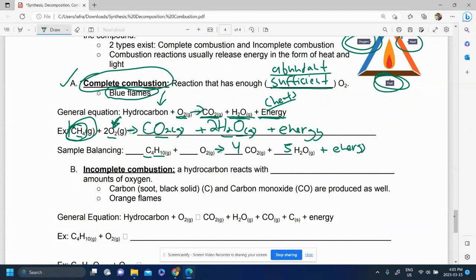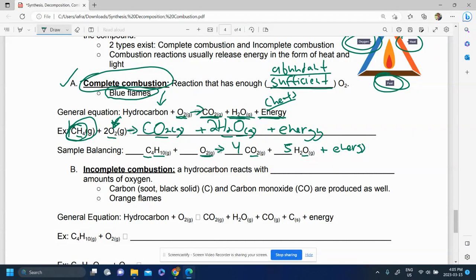And now all we have to balance is our oxygen. So oxygen, we have 8 plus 5, that's 13 oxygens. So that's a bit hard to balance because there's nothing times 2 that will give you 13. So a quick trick you can do is you can do 13 over 2.